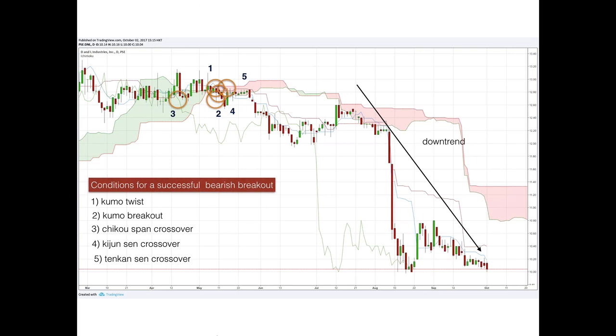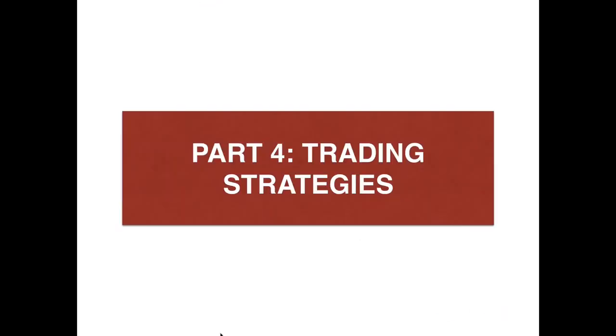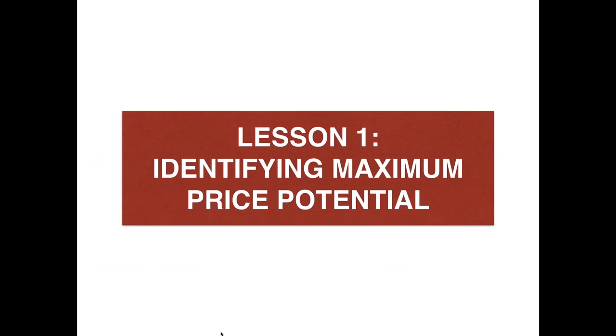So now we'll talk about how do we identify. So we'll go to trading strategies, part 4. First, how do we identify the maximum price potentials of stocks or target prices using Ichimoku?